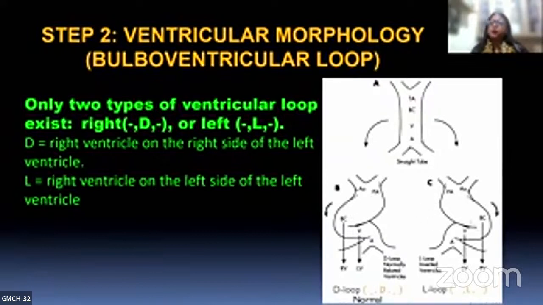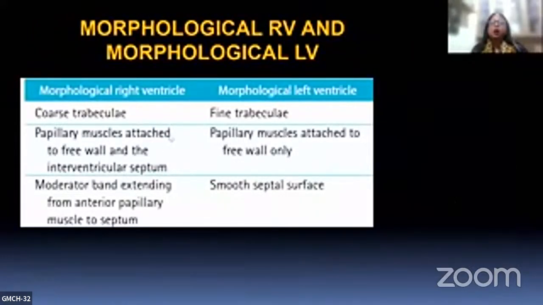When the loop is towards the left side, then the right ventricle is on the left side of the LV. So we call it an L bulboventricular loop. So how do we identify the morphological right ventricle from the morphological left ventricle? See, morphological and anatomical are different. This is very, very important in congenital heart disease, to identify the morphological atria or the morphological ventricle, and then look at their anatomy, on which part of the thorax they are located. And that helps us a lot to further define the anatomy in congenital heart disease.